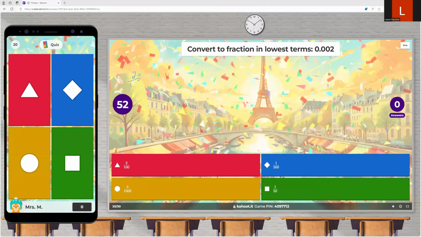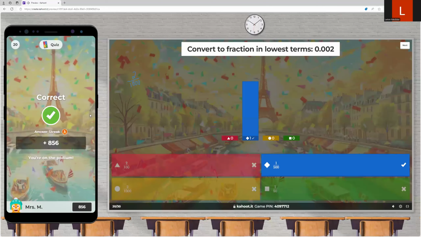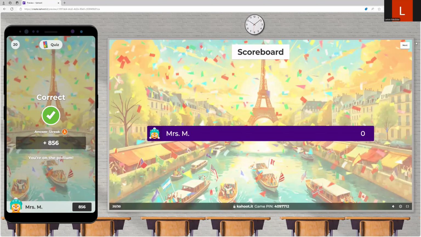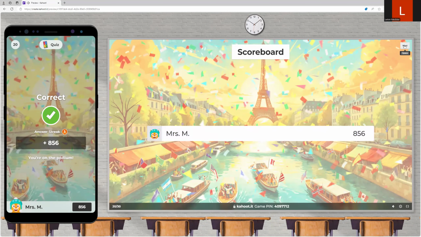But then I'm supposed to reduce it. So I can't pick 2 over 1,000 because that wouldn't be reduced. These are both divisible by 2. So that would be 1 over 500. So it should be the blue diamond. Okay, and we are correct. So let's move to the next slide. I got some points. Good for me.